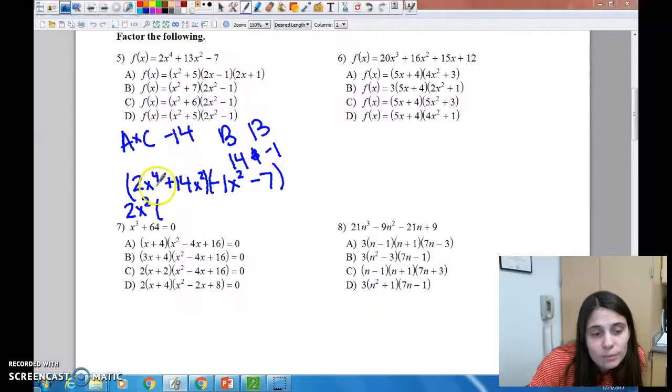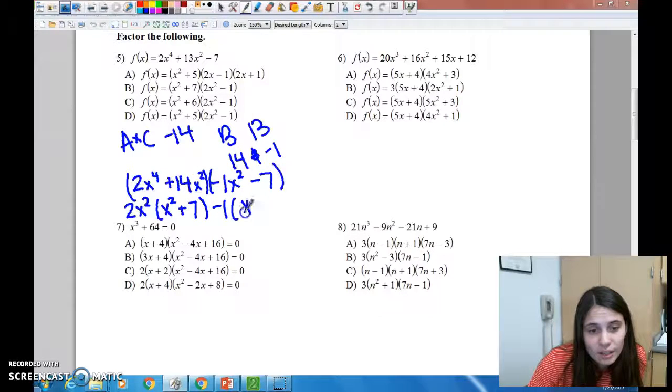So then if I factor 2x squared out of 2x to the 4th, I just have x squared left. And then 14 divided by 2 is 7, and then x squared divided by x squared cancels out and is gone. Over here, remember, I don't want my variable to be negative, so I need to factor out that negative 1. So then I'm left with x squared, and then negative 7 divided by a negative 1 is a positive 7. So now my parentheses match at x squared plus 7.